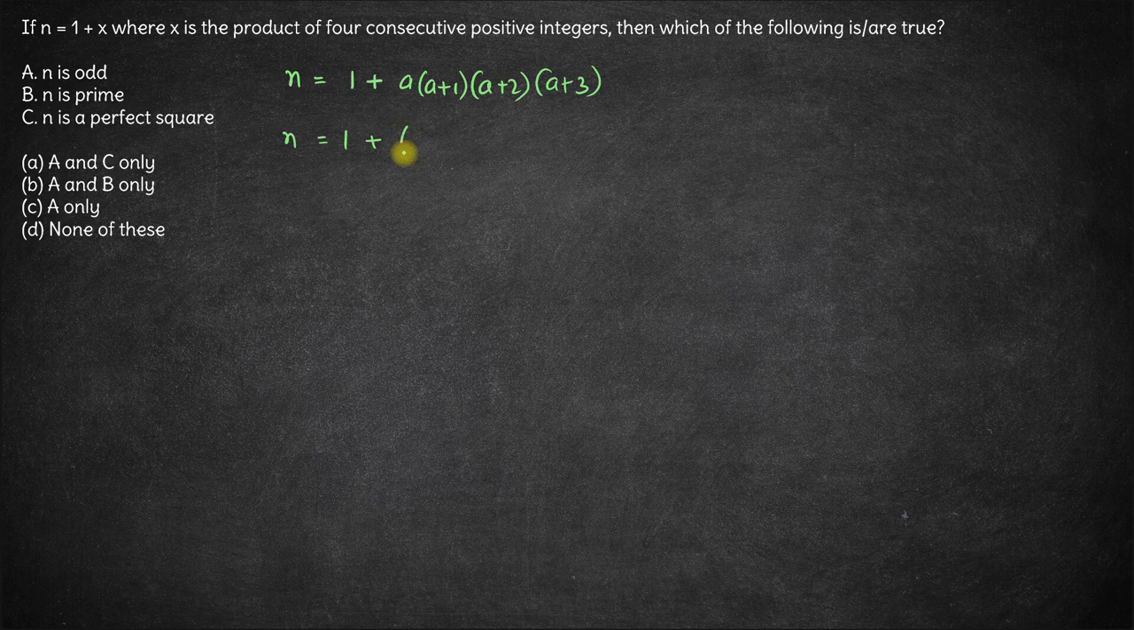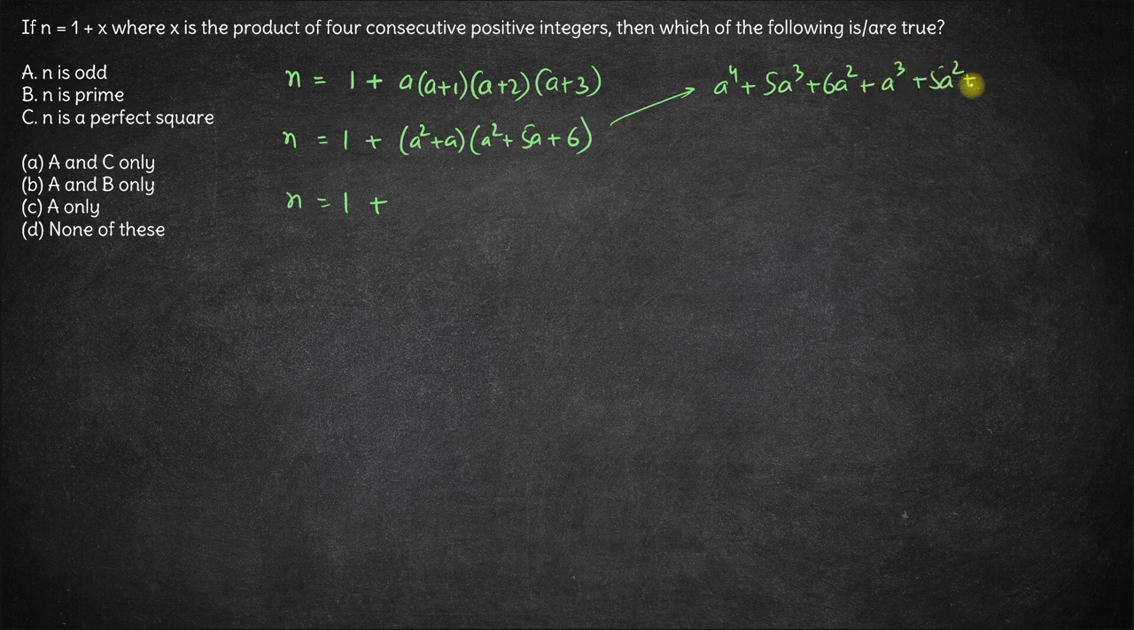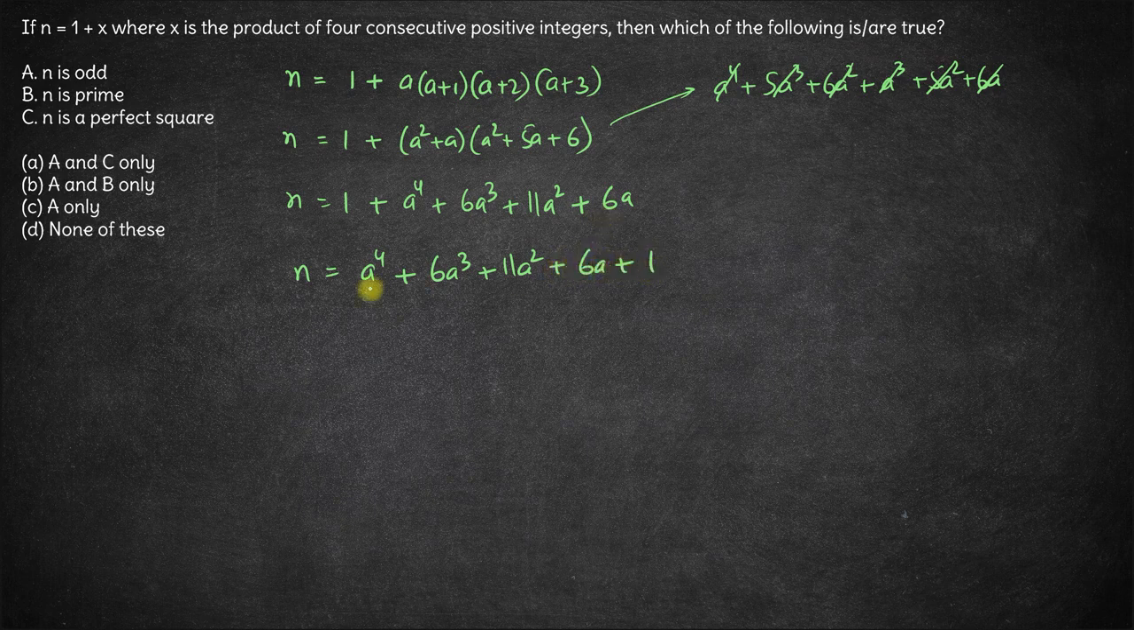So we have n is equal to 1 plus a into a plus 1, which is a square plus a, into a plus 2 into a plus 3, which is a square plus 5a plus 6. Let's simplify this separately. a square into this whole thing is a to the power 4 plus 5a cube plus 6a square, plus a into this whole thing is a cube plus 5a square plus 6a. So we have a to the power 4 plus 5a cube plus a cube is 6a cube, plus 6a square plus 5a square is 11a square, plus 6a. So n comes out to be a to the power 4 plus 6a cube plus 11a square plus 6a plus 1. This is n.